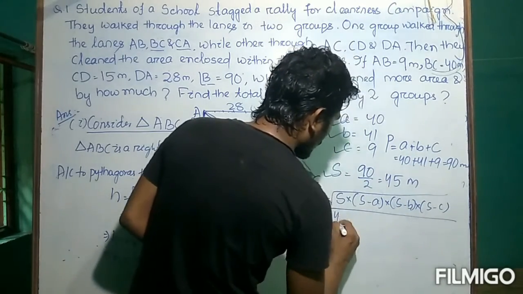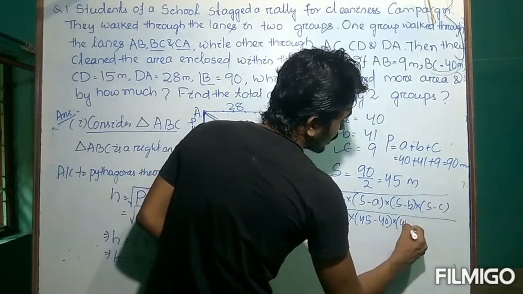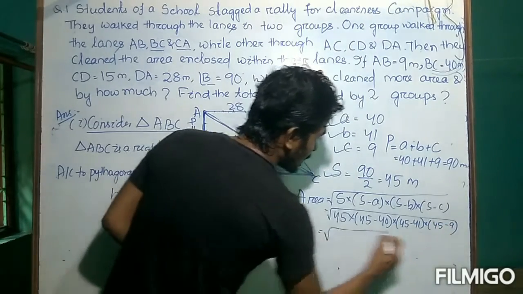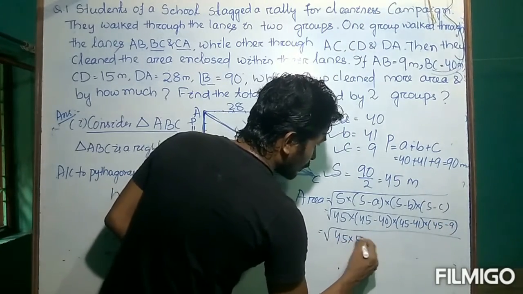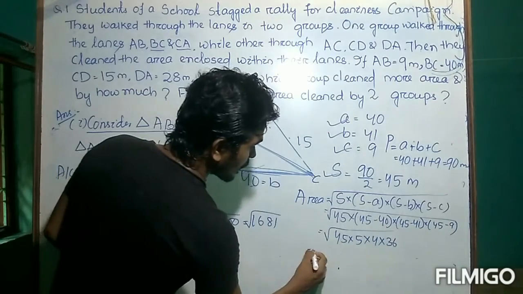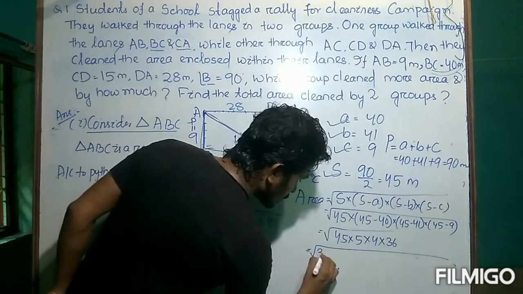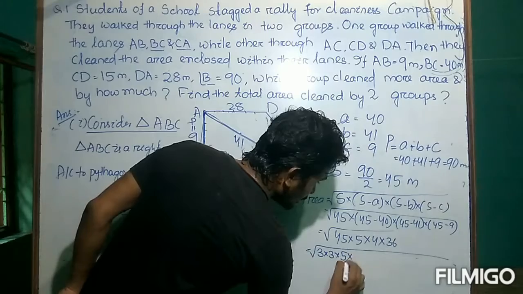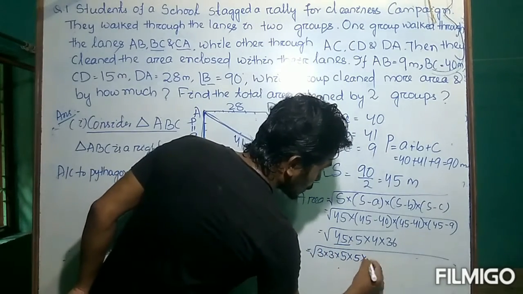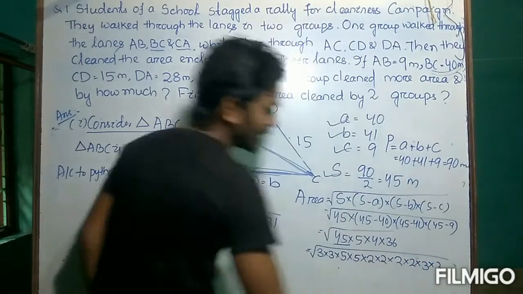That is 45 into 45 minus 40, 45 minus 41, 45 minus 9, which gives 45 into 5 into 4 into 36. Now factorize each term inside the square root. 45 is 3, 3, 5, okay. For 5 you can write 5, for 4 you can write 2 into 2, and for 36 you can write 2 into 2 into 3 into 3, okay.